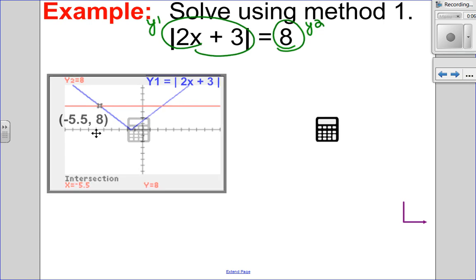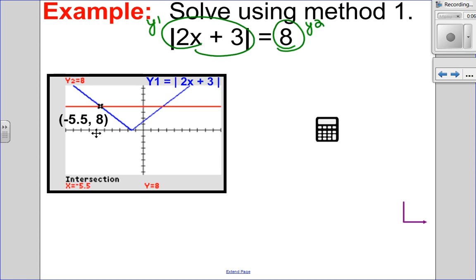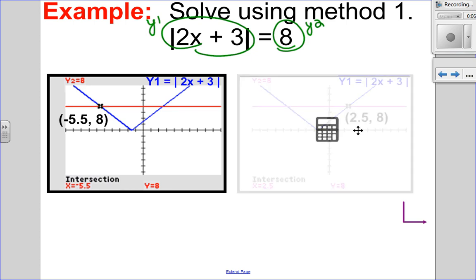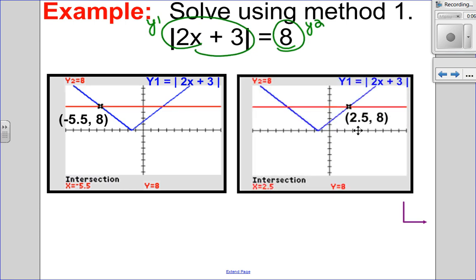So you can see I do that for my first one, and I see that there are 2 points of intersection. So there's my first point of intersection at negative 5.5 and 8, and then I find my second point of intersection at 2.5 and 8. So I need to now put this all together on a graph.